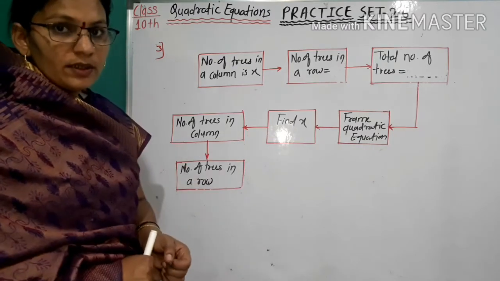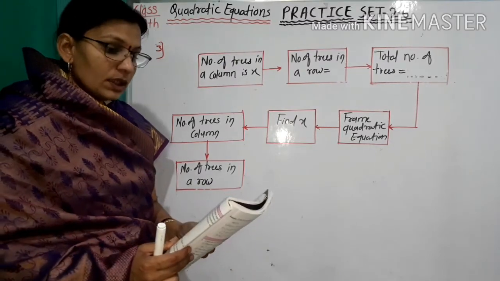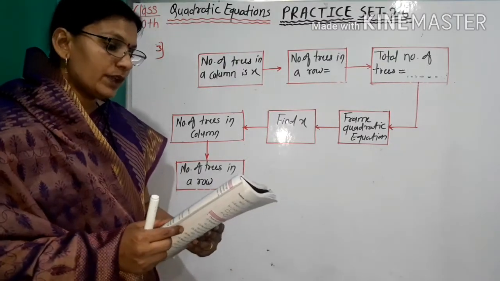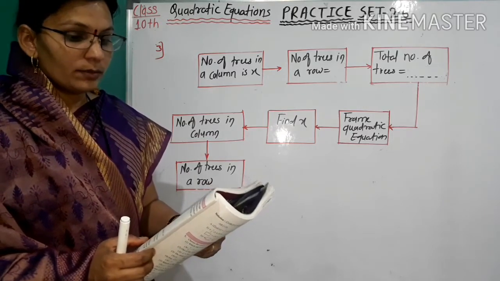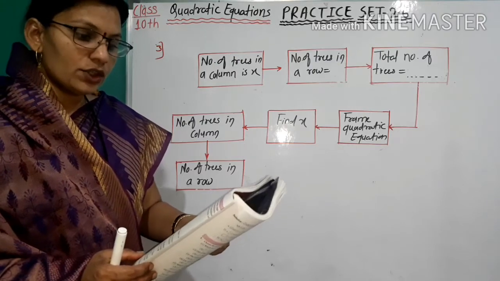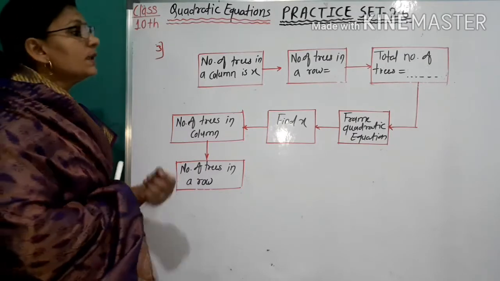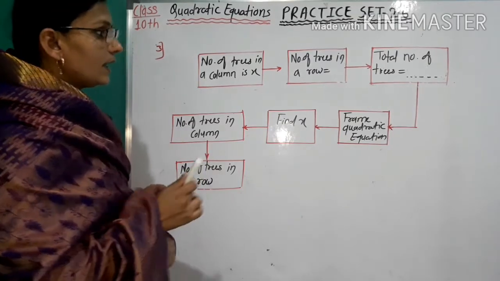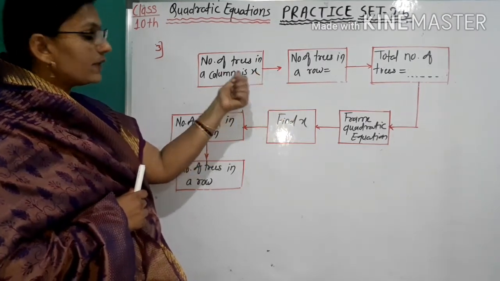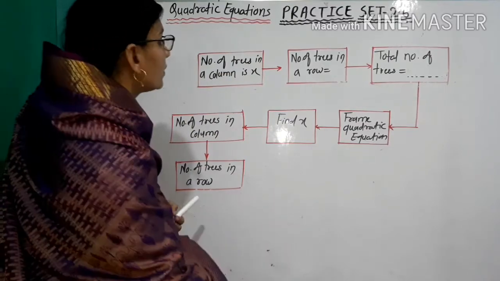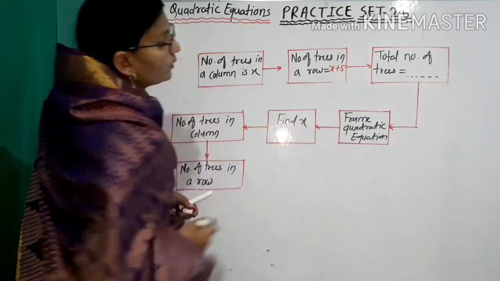When a flowchart is given, first listen to the example. In the orange garden of Mr. Madhusudan, there were 150 orange trees. The number of trees in each row is 5 more than that in each column. Find the number of trees in each row and each column with the help of this flowchart. First see the flowchart. The number of trees in a column is given as x. The condition is that the number of trees in a row is 5 more than the number of trees in a column. So the number of trees in a row is 5 more than x, that is x plus 5.